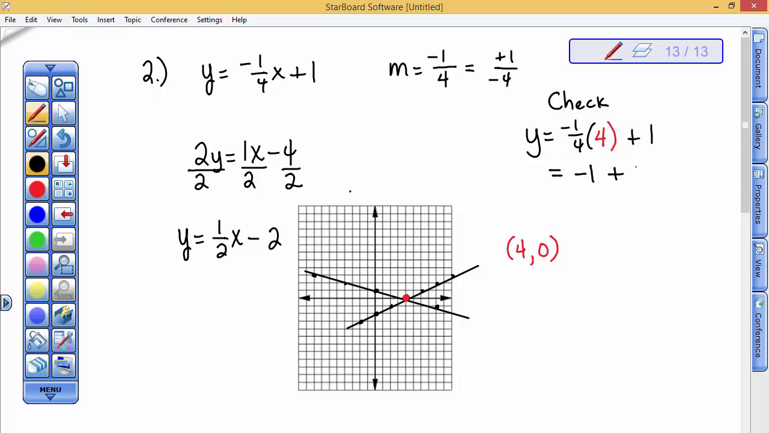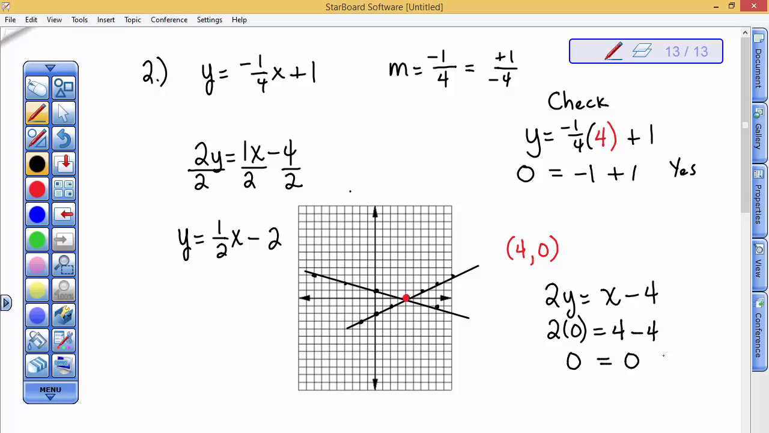The other original equation was 2y equals x minus 4. So if I plug in for y a value of 0, and then I plug in for x a value of 4, is 0 equal to 0? Yes, it is, and I know I found my correct solution.